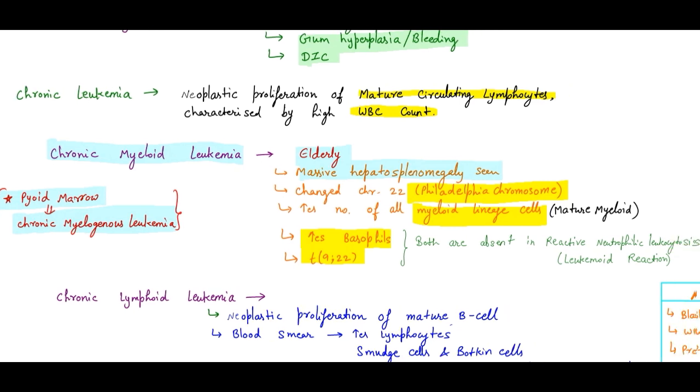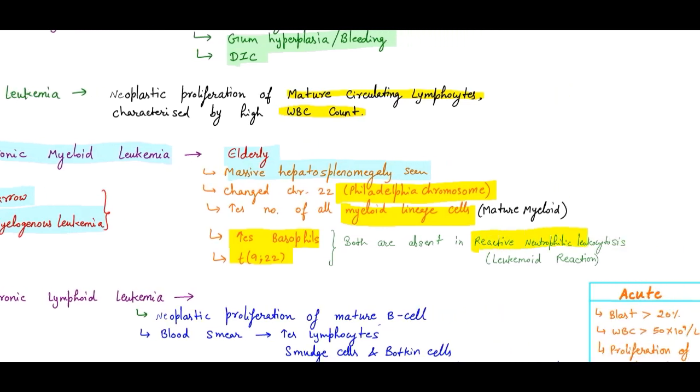They are both absent in reactive neutrophilic leukocytosis, in which neutrophils increase, also known as leukemoid reaction. So increased basophils and translocation are both absent there. This is the differentiating feature between chronic myeloid leukemia and reactive neutrophilic leukocytosis. Neutrophilic means there is an increase in neutrophils. Yes, you got it. You are great students.